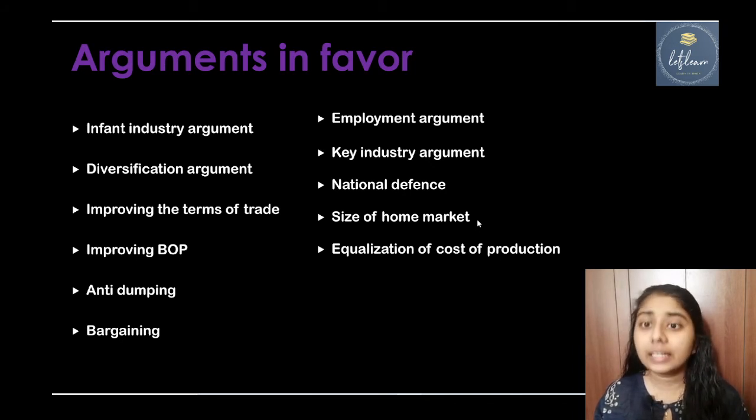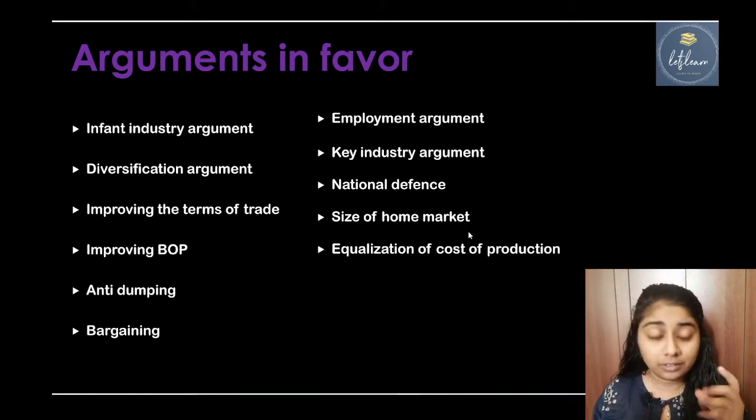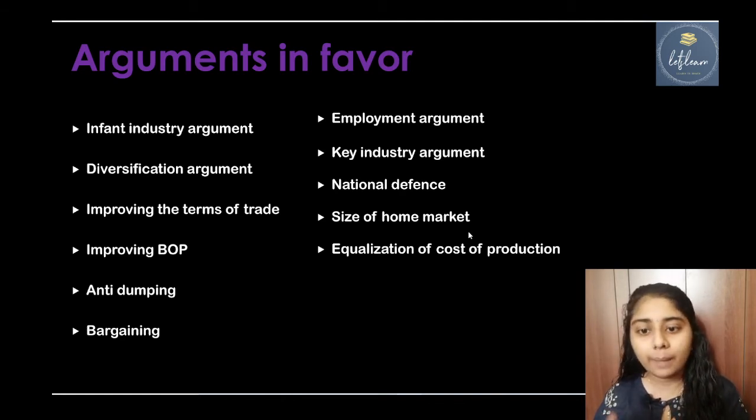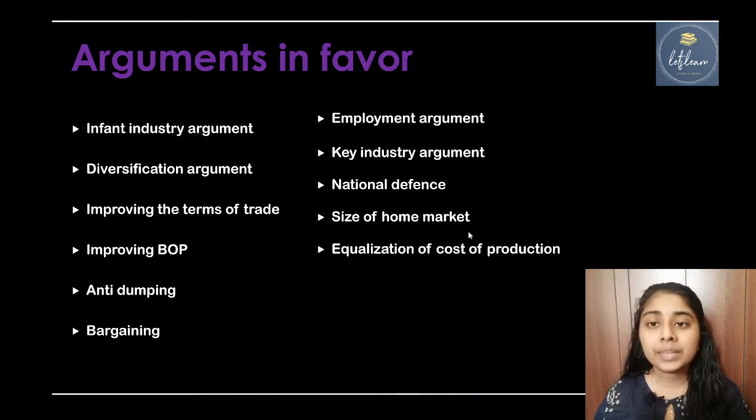It means that a nation that already has some restrictions can focus more on the domestic industries and create more employment opportunities. Then comes the key industry argument. In order to develop the domestic industry, there is a need for development of a key industry, because the development of other industries will be based on the development and growth of the key industry. So for developing and protecting the key industry, protectionism is also a policy used.